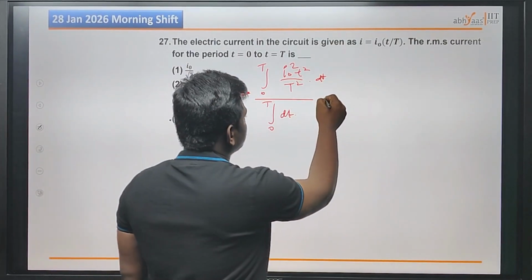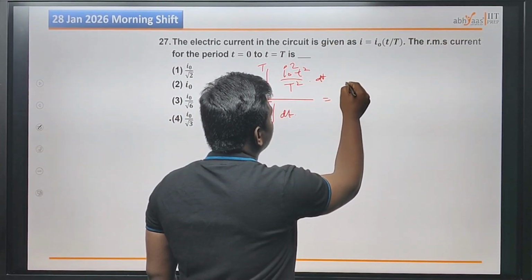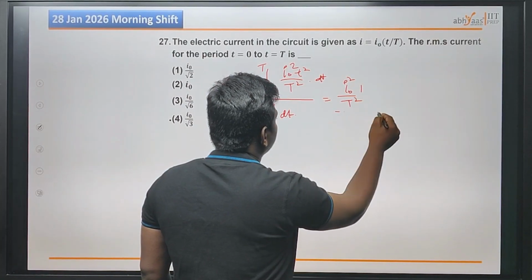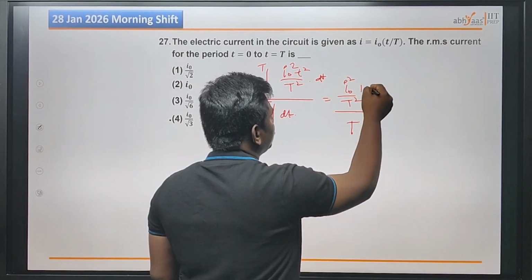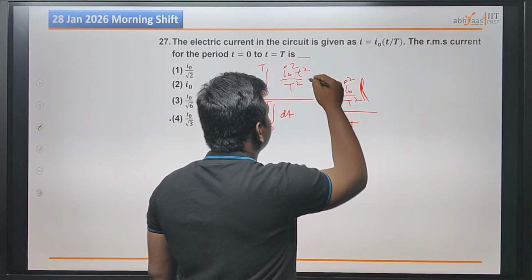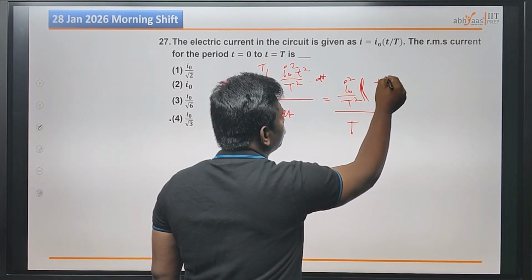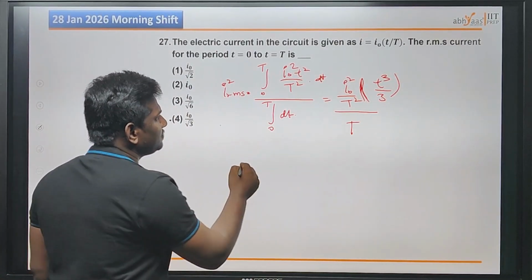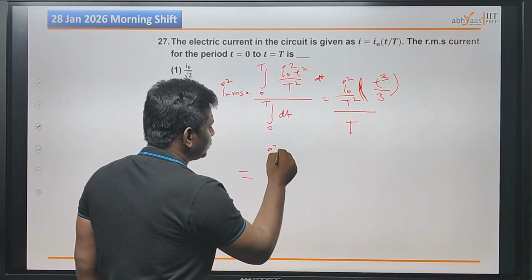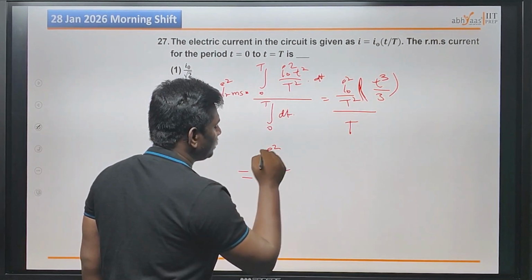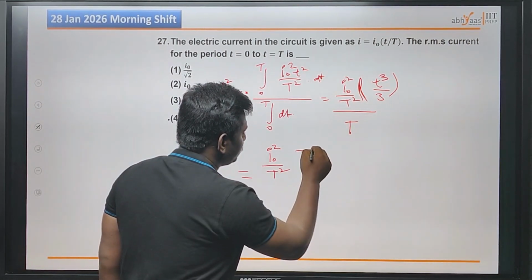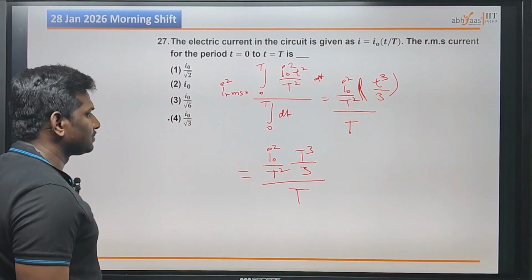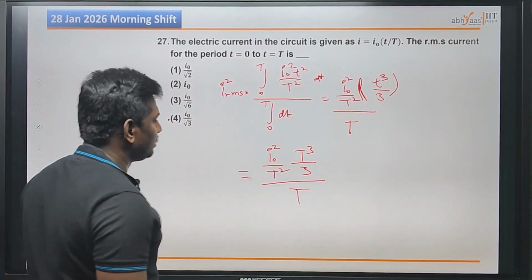So if we substitute the values and derive that one, I naught square by T square, we are having one T integral, if t square, that is nothing but t cube by 3. See here, I naught square by T square into T cube by 3 by T. Okay. If we cancel out, you will cancel it.